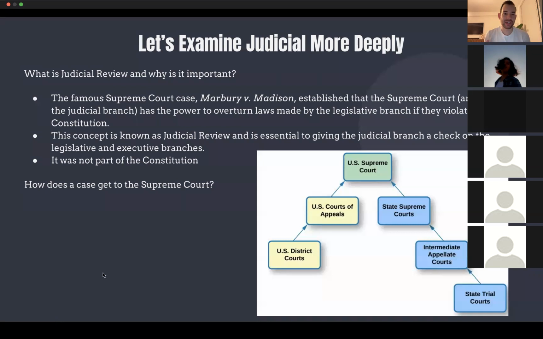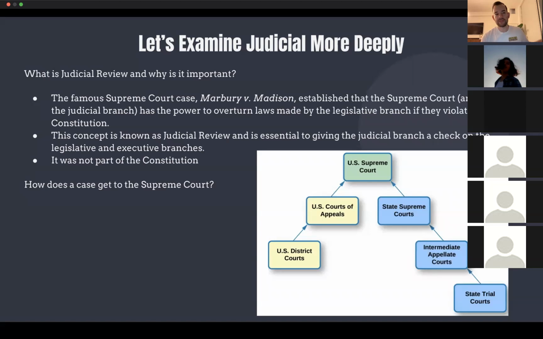But I'm going to start with the most famous, the first really important case that the Supreme Court ever decided, and that was Marbury versus Madison. And it's important because it established that the Supreme Court and any other court has the power to overturn laws that were made by the legislative branch. This is kind of the ultimate check and balance of power here. This power of judicial review was not in the Constitution. The Supreme Court gave it to themselves.